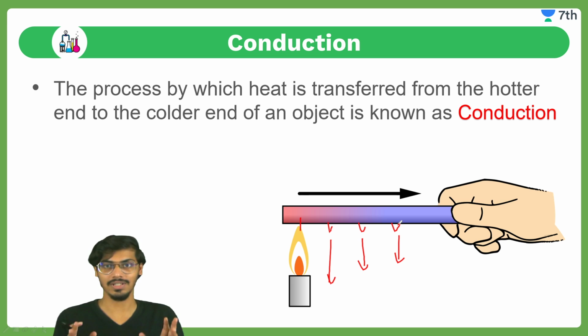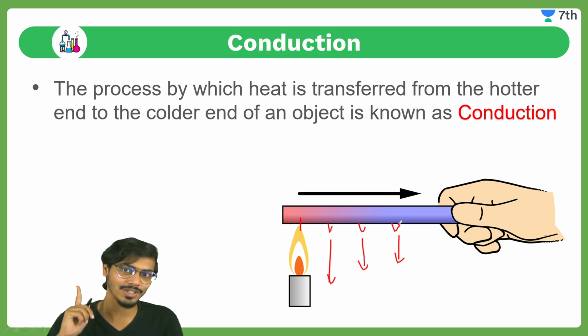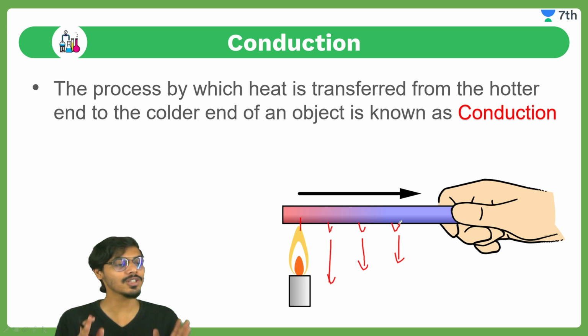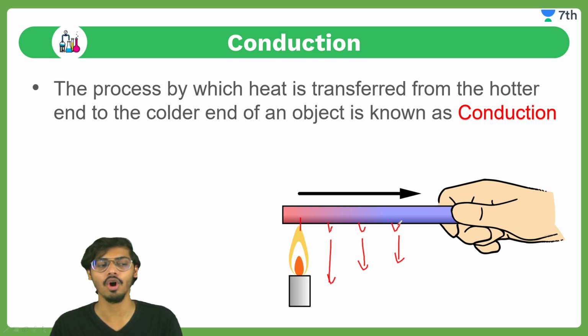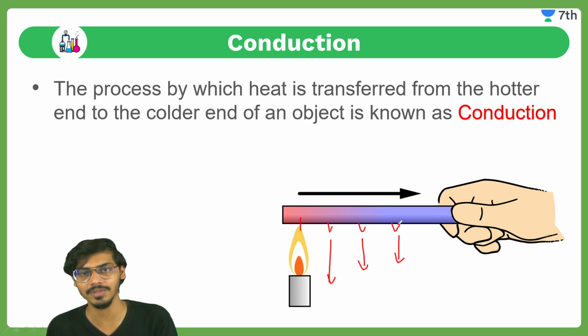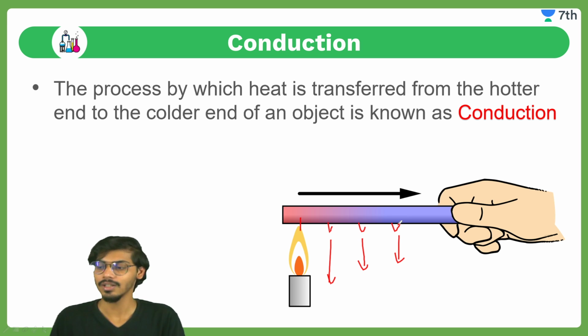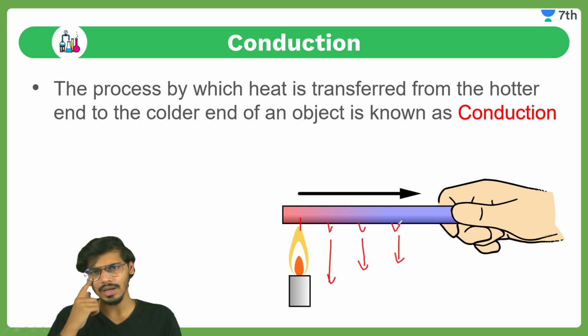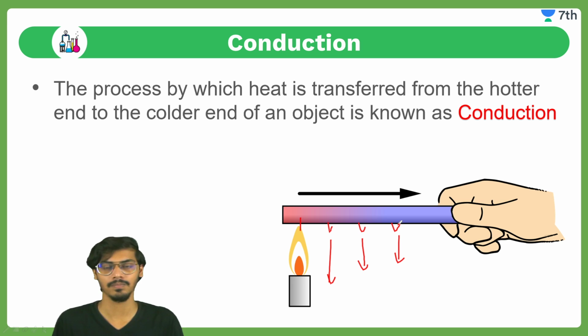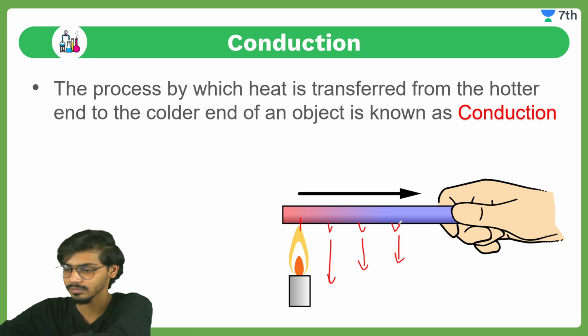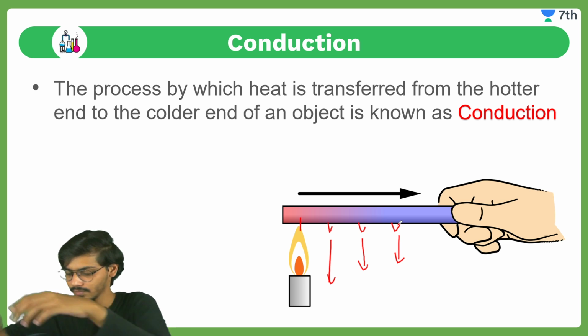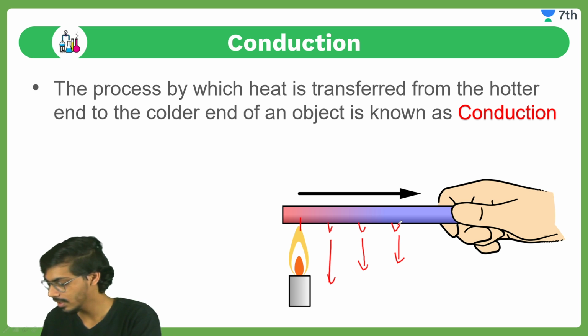So this is a process. This is called conduction. This is the first mode of heat transfer. The process by which heat is transferred from the hotter end to the colder end of an object is called conduction. समझ में आया? Very simple, right? तो इसको हम बोलते हैं conduction. And now I will show you another little experiment with this, for which I will have to light it up again.